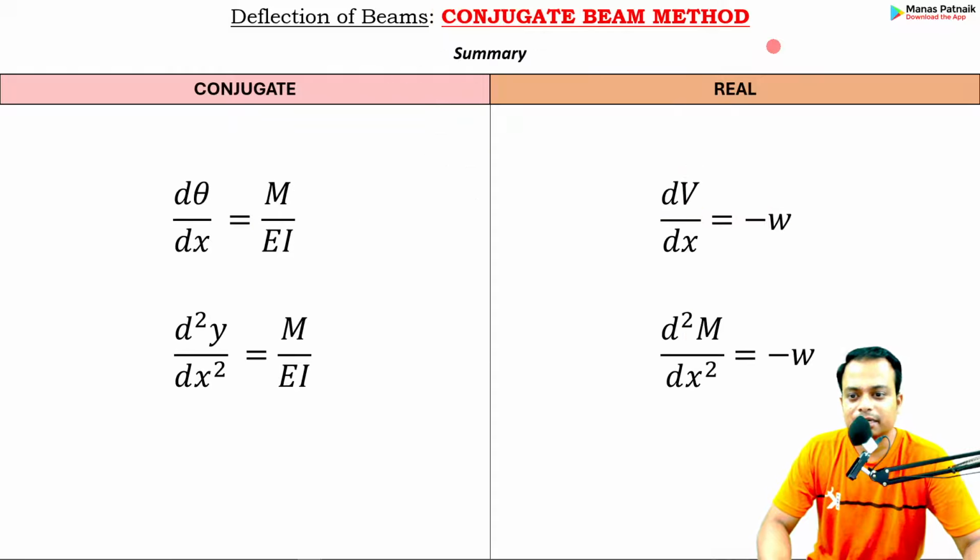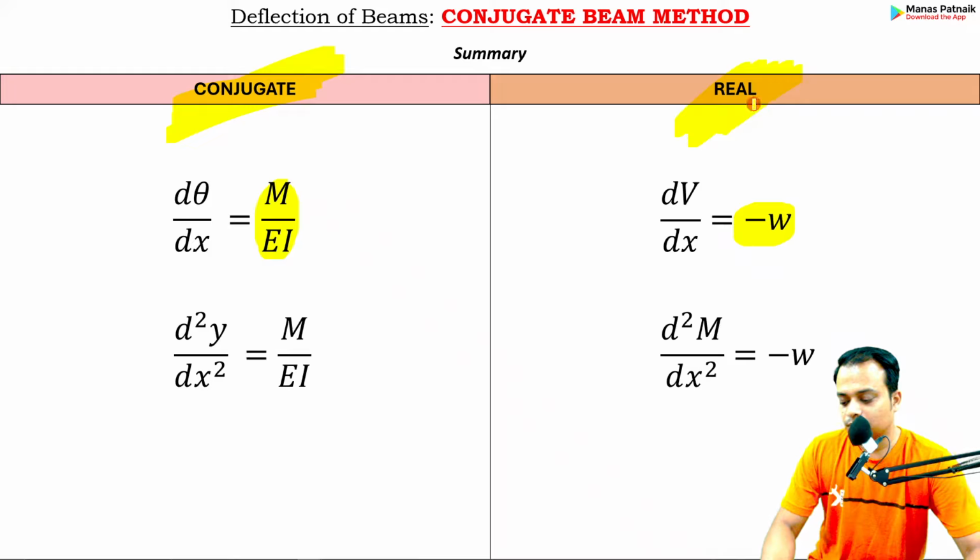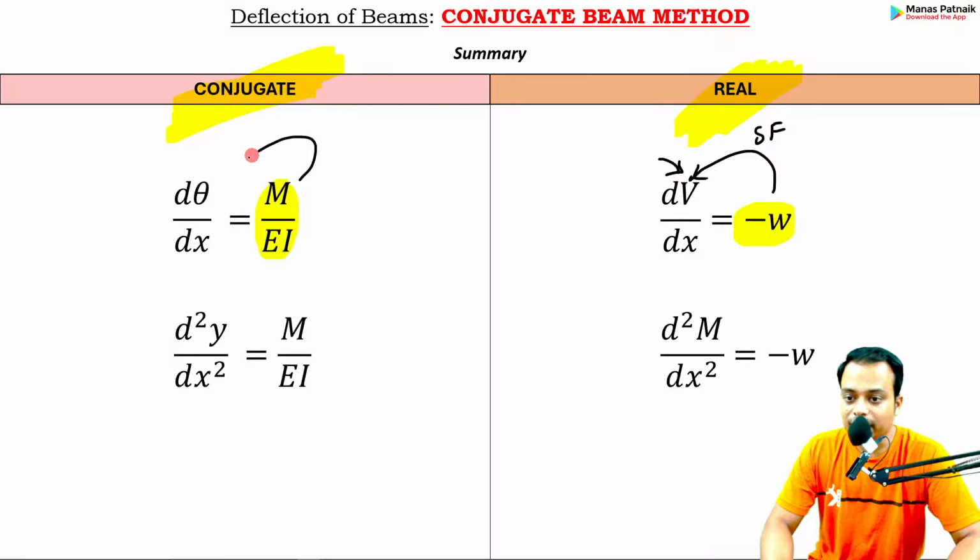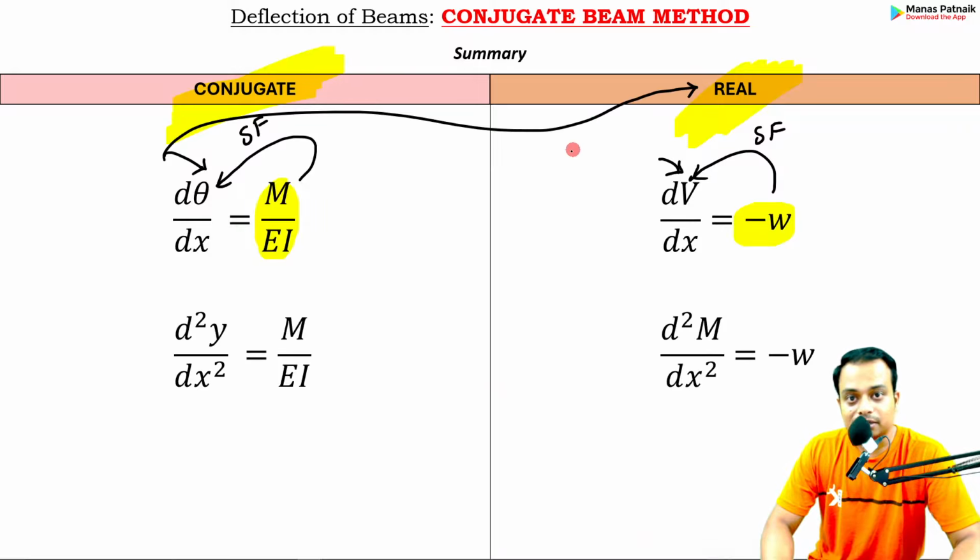Okay, let me just summarize this. Here we go. M over EI diagram, W diagram. M over EI as the load in the conjugate beam, W as the load in the real beam. What do they signify? From here, if you find the shear force, you are going to get the shear force. But here, if you calculate the shear force value, what you get is the slope for the real beam. There is a connection.